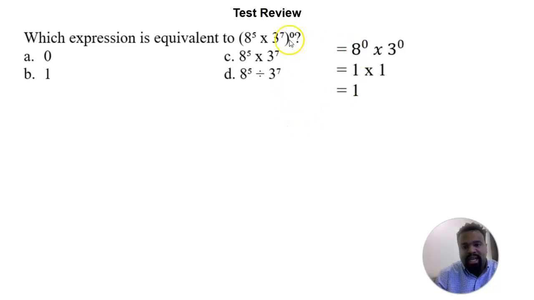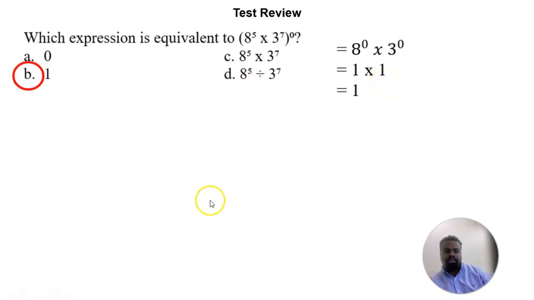So this is the same thing as saying 8 to the 5th raised to the 0 power. So you're going to multiply 5 times 0, which is 0. 3 to the 7th raised to the 0. So you're going to multiply 7 times 0, which is 0. Then you have the zero exponent property. Any number raised to the 0 power is 1. So 8 to the 0 power is 1, 3 to the 0 power is 1, and 1 times 1 is 1. So your answer would be B.